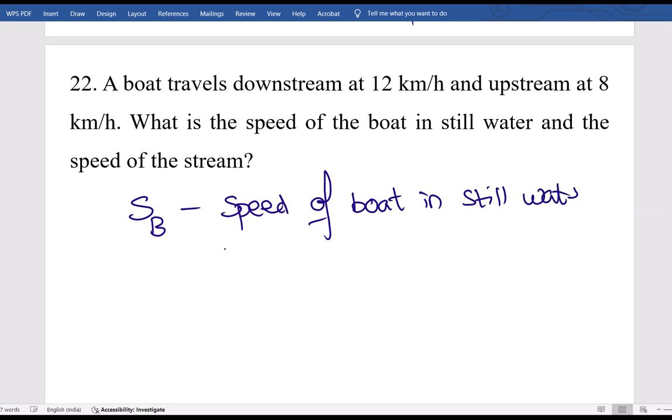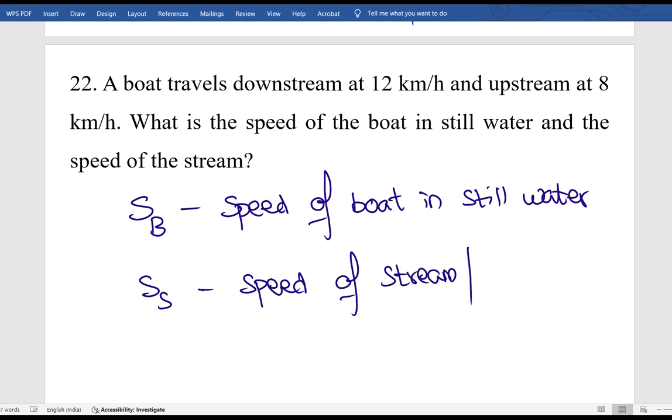SS is nothing but speed of stream. So what is this? Speed of water flow. For better idea, speed of current also sometimes they'll ask, or we can also call this speed of water flow. Speed of water flow is SS.